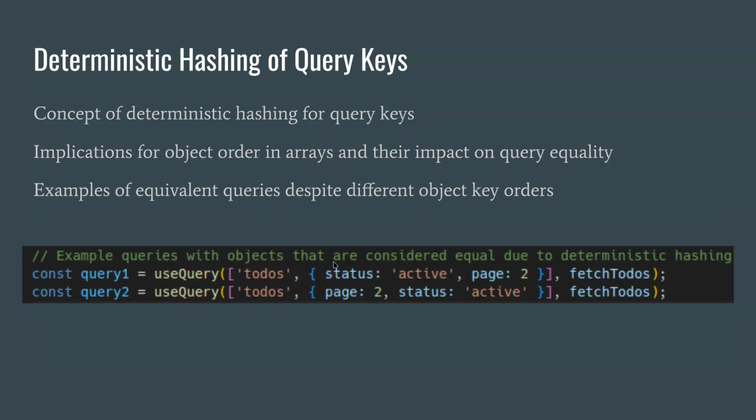You'll see how different orderings of the same keys in an object are treated as identical queries. You see we have this object. This one has status active, page is 2, and the second query shows page first as 2, status as active, and they are equal.